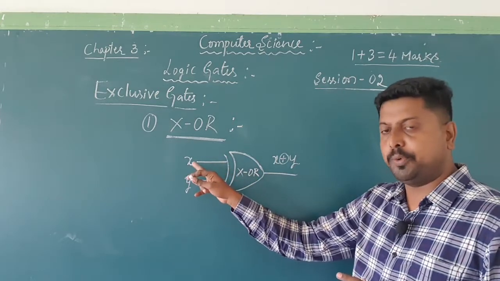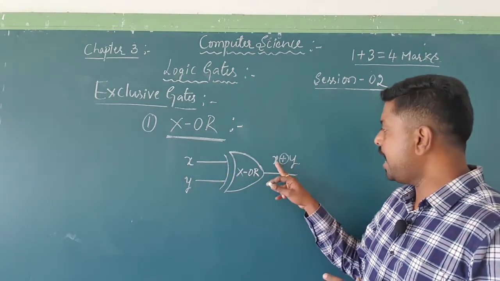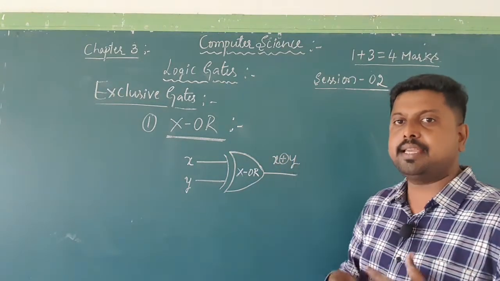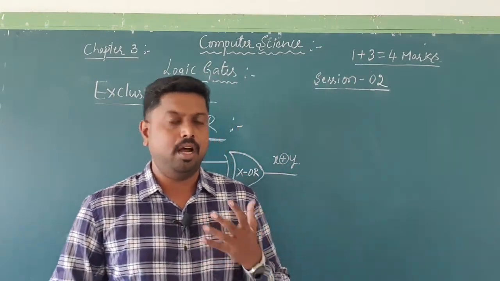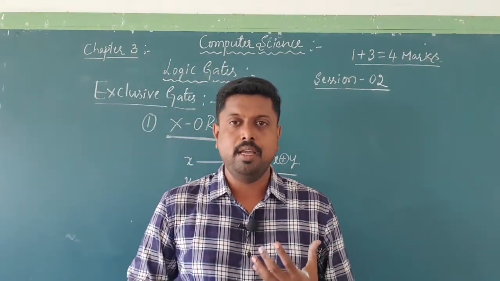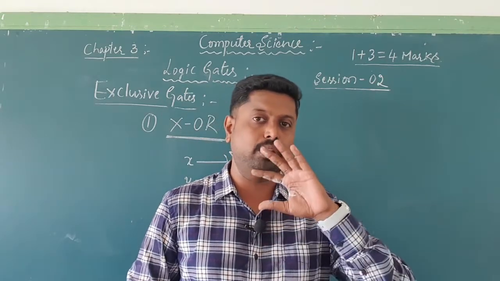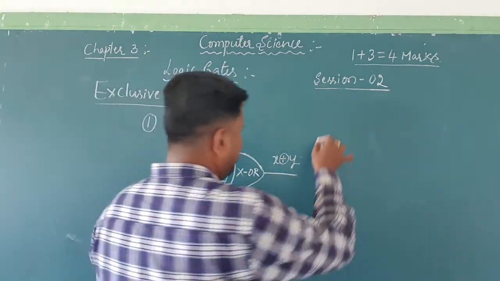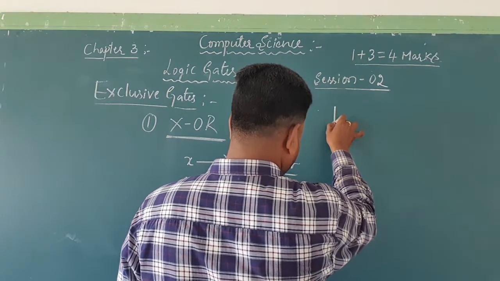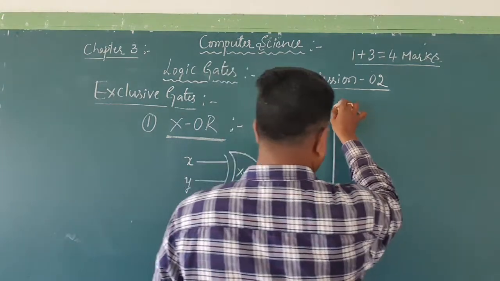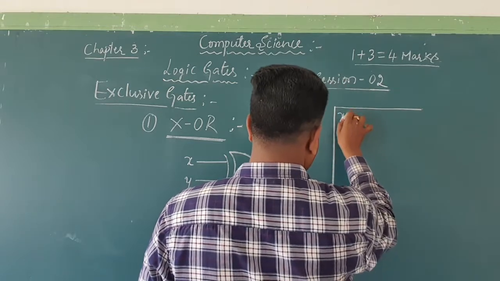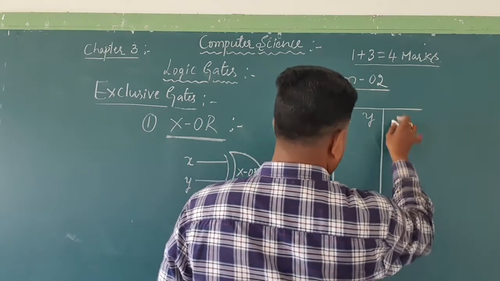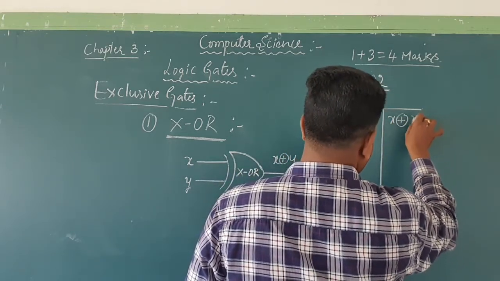So for these two inputs X and Y, X exclusive-OR Y will be the result. As I said in the definition of the exclusive OR gate, it will produce high only whenever the inputs have an odd number of ones. For these two inputs, I will write one truth table: X and Y, and X exclusive-OR Y.